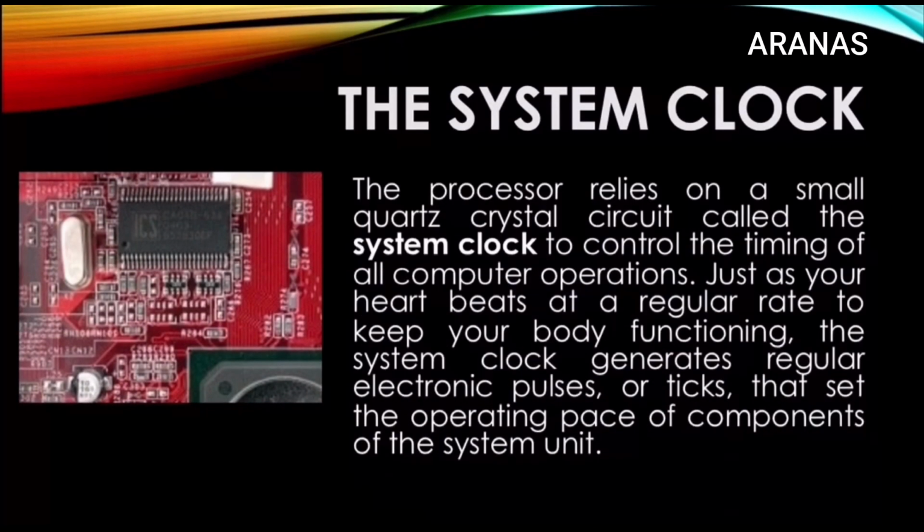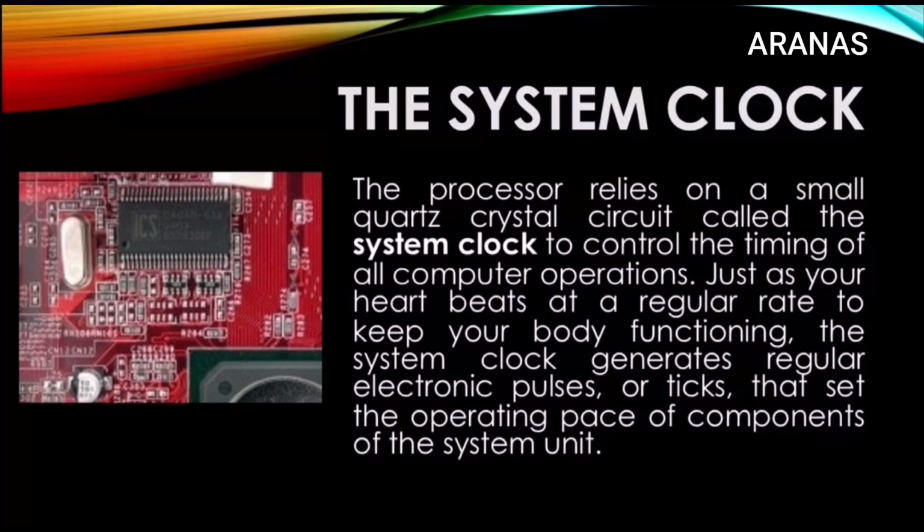System clock. The processor relies on a small quartz crystal circuit called the system clock to control the timing of all computer operations, just as your heart beats at a regular rate to keep your body functioning. The system clock generates regular electronic pulses or ticks that set the operating pace of the components of the system unit. In order to synchronize all the computer operations, we need a system clock.